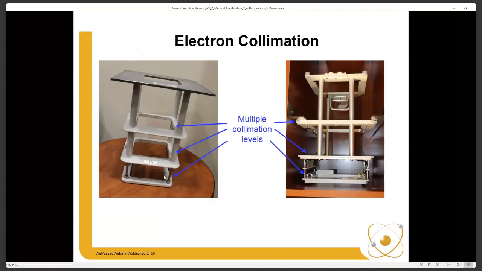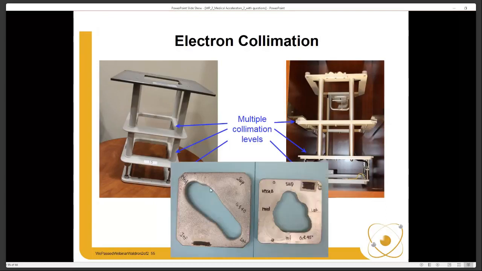And if I want a non-square or non-rectangular field, I need to make a custom molded collimator to go in the bottom of this. And so, you know, here's one on the left for the applicator on the left, and here's one on the right for the applicator on the right. Just have a couple of examples to look at.